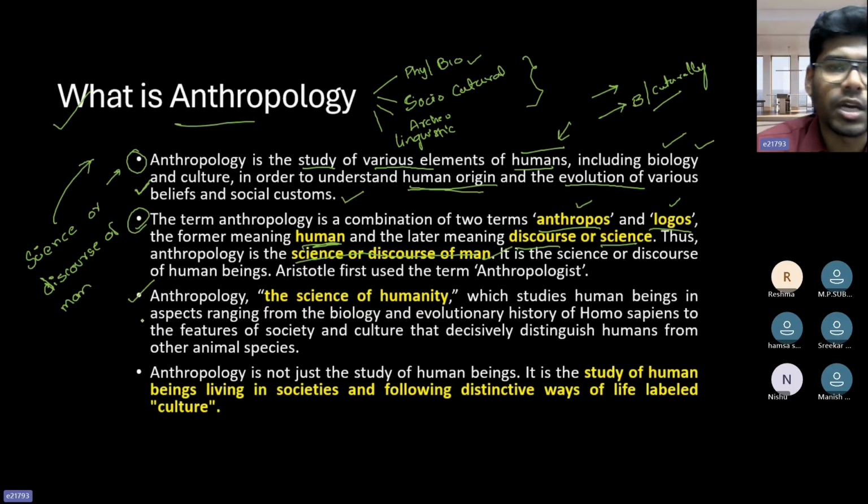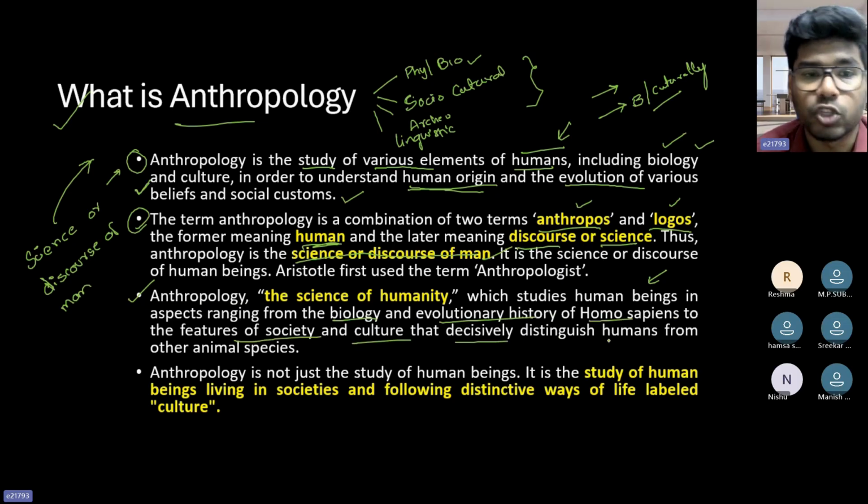It is to understand what makes humans human, right? In Salman Khan's t-shirt, you can see 'Being Human'. So what is this being human? What is human? What is humanity? That science of humanity is nothing but anthropology, which studies human beings in aspects ranging from biology and the evolutionary history of Homo sapiens to the features of society and culture that decisively distinguish humans from other species.